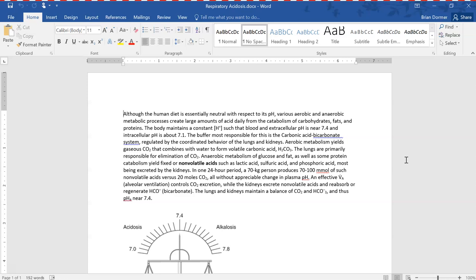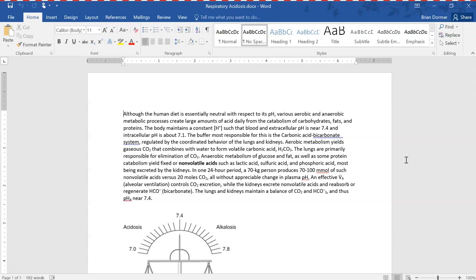Anaerobic metabolism of glucose and fat, as well as some protein catabolism, yield fixed or non-volatile acids such as lactic acid, sulfuric acid, and phosphoric acid, most being excreted by the kidneys. So we have one mechanism that controls acidic levels by exhalation, and we have another system that controls acidic values by getting rid of it through fluids via the kidneys.